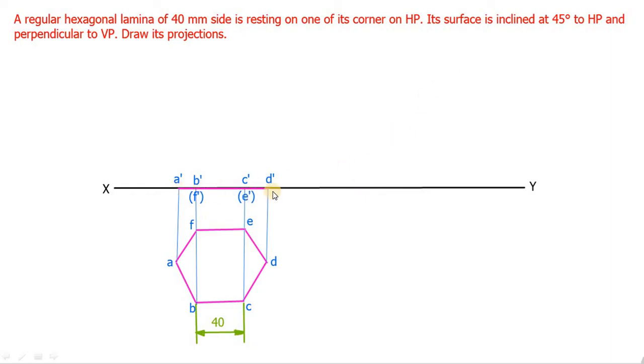So A to D, this is the front view. If you tilt this particular line, it means that we are tilting the surface. Clear? So just tilt this particular line 45 degree to XY. The length should not change. So just incline this line 45 degree to HP.